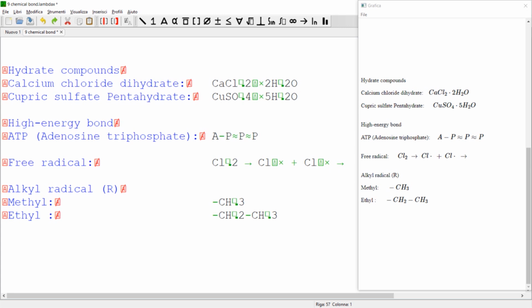Alkyl radical, also known as substituent, with simple open bond, and generally denoted by the letter A. Methyl: -CH₃. Ethyl: -CH₂-CH₃.